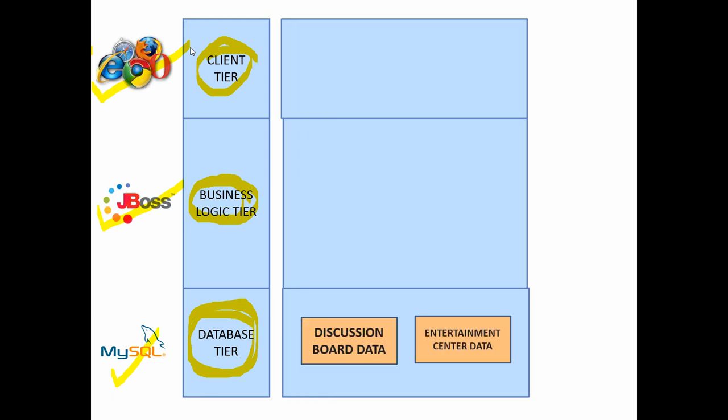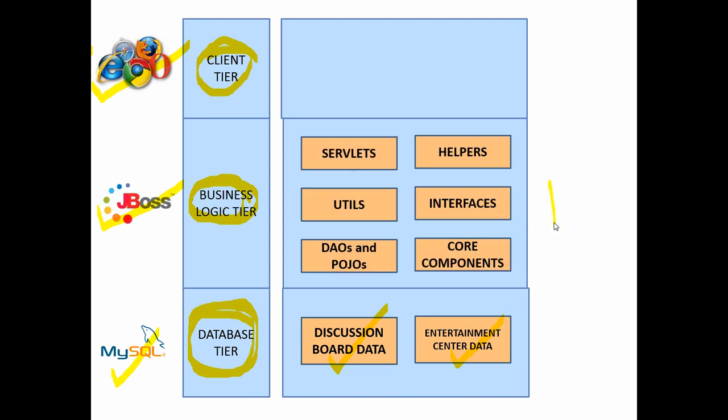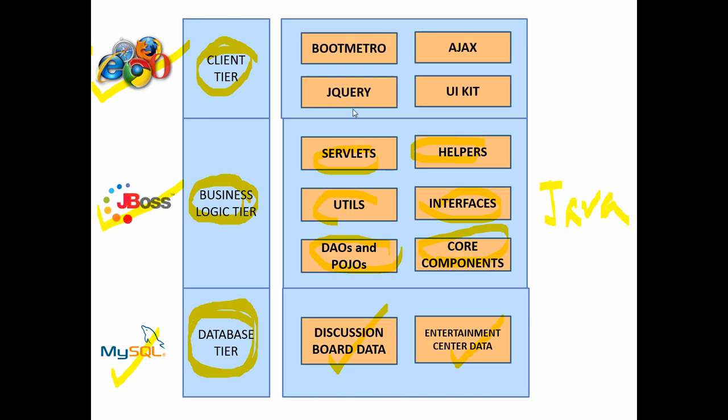In the database layer we will be storing only 2 tables, one for discussion board data and one for entertainment center board data. In the business logic we will be writing a lot of Java code. This Java code might be a servlet, or it might be a helper class, utils, the DAOs, the interfaces, or any other core components. In the client layer we will be using Bootmetro, jQuery, UIkit, Ajax. Basically we will be programming for the web, so for designing the front end screens here in the client layer. So that's about the project use case and architecture diagram.